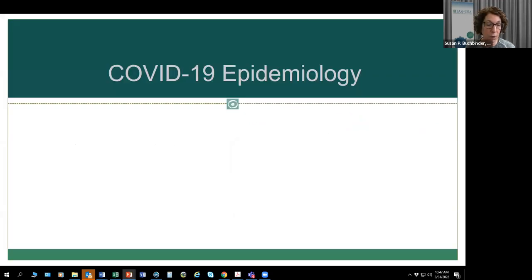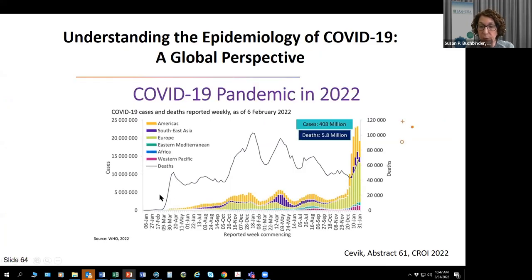So let's turn now to talking about COVID. This was a plenary session by Muge Sevik in which she presented the rates of COVID happening in 2022. You can see that particularly at the beginning of 2022, there was an Omicron surge, particularly in Europe and in the Americas. At the time she reported, there were 408 million cases and over 5.8 million deaths. And you know that we're now over 6 million deaths.